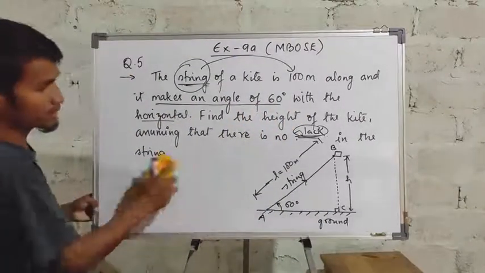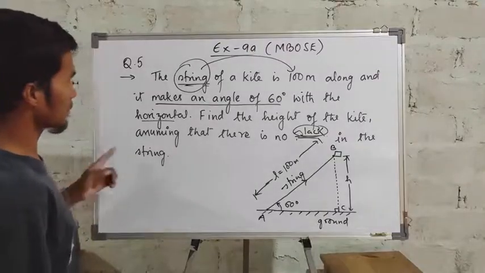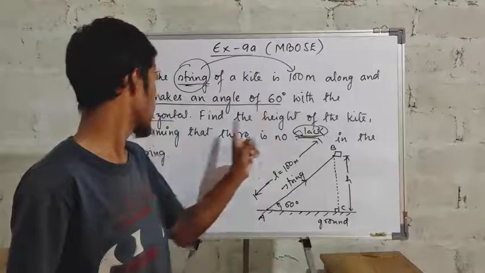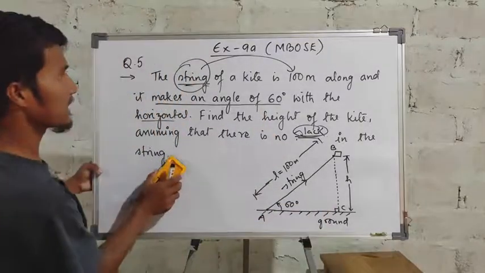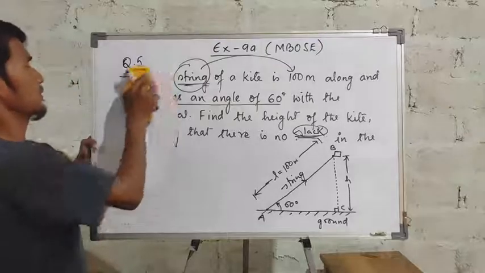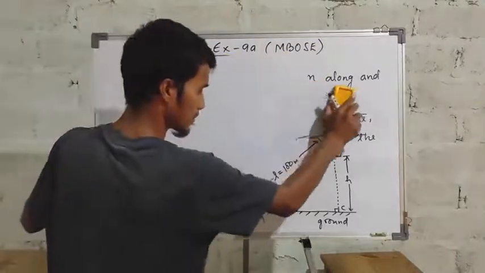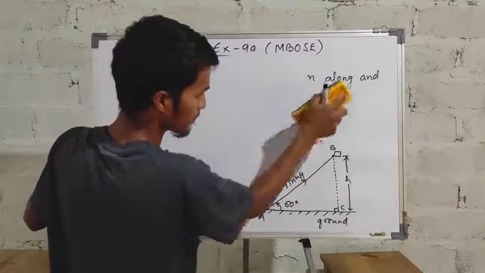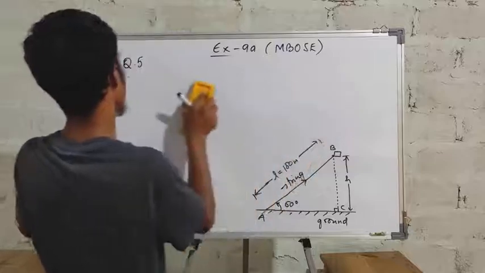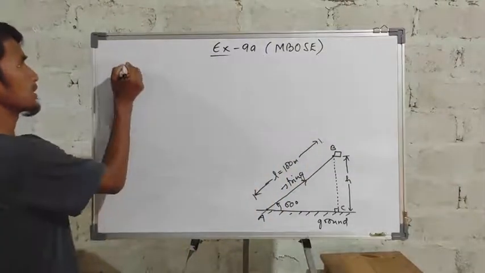Okay, now we got the diagram. Once we get the diagram, now we can solve it. What we need to find? Find the height of the kite, the height of the kite from the ground. And the length of the string is given. Okay, solution.